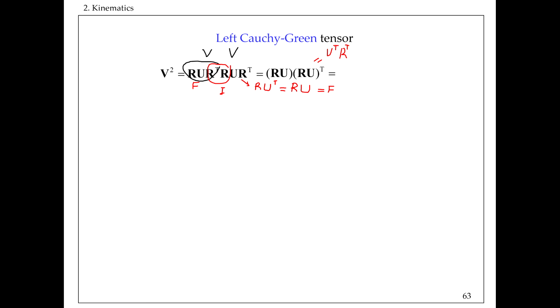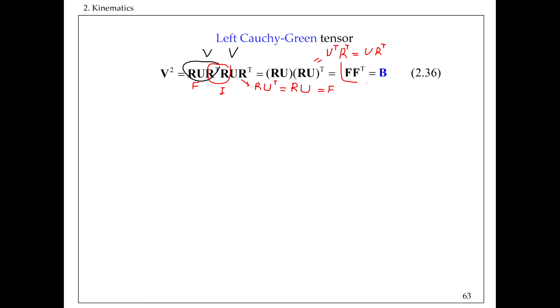And U transpose is equal to U, so basically we're getting exactly the same result as was originally here. So it was U R transpose, because U is symmetric. And so then we can write that V squared is equal to F multiplied by F transpose, because these both are F, right? And that leads us to the definition of the left Cauchy-Green tensor. Typically it is denoted by B, and that's how we define the left Cauchy-Green tensor.